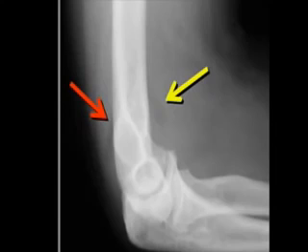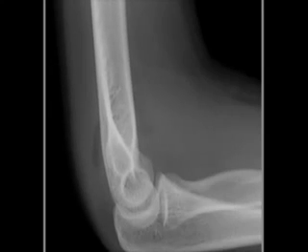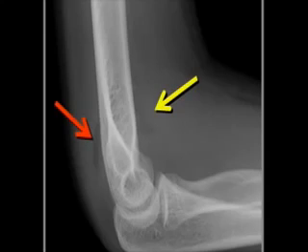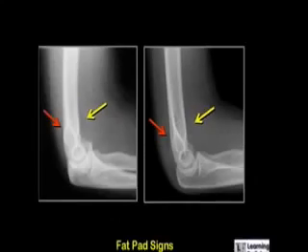This lateral view demonstrates, with the red arrow, a positive posterior fat pad sign, and a faint anterior fat pad sign shown by the yellow arrow. Another patient with trauma to the elbow and a lateral radiograph shows both a positive posterior fat pad sign, the red arrow, and a positive anterior fat pad sign.